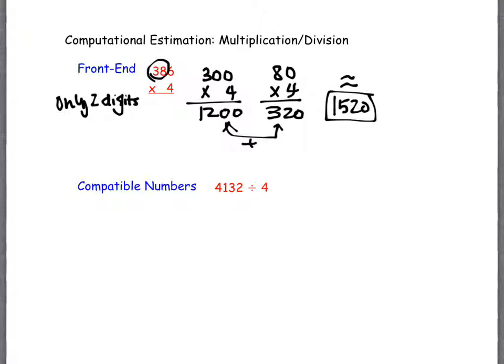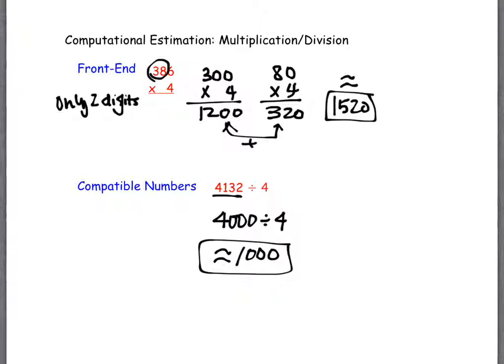Compatible numbers. Now, 4132 does not break apart very nicely like the other ones did. Like, I could do the 4, that's great. But the 132, that doesn't work. That's not nicely divisible by 4. But if you take a look at 4,132, what number close to it is nicely divisible by 4? You're just taking this and changing it to a number that does divide nicely by the value you care about, 4,000. And you're saying that this is approximately 1,000 then. Exact? No, not exact, but it's approximately. It's an estimate of what we were looking for.